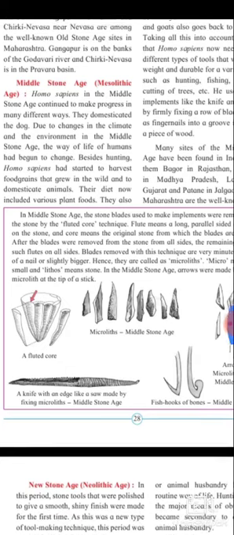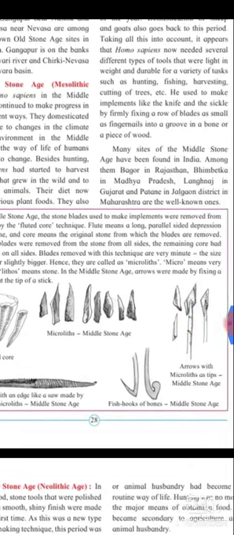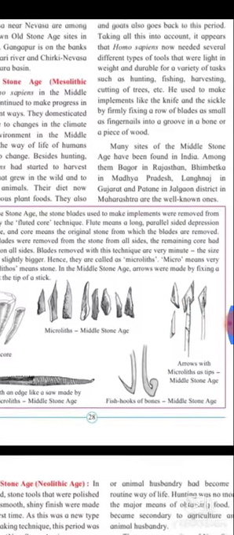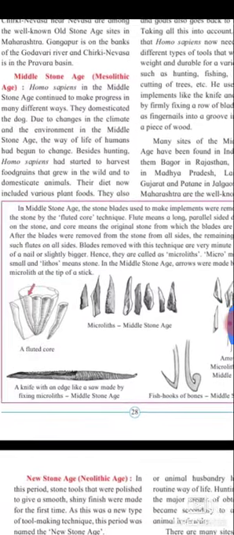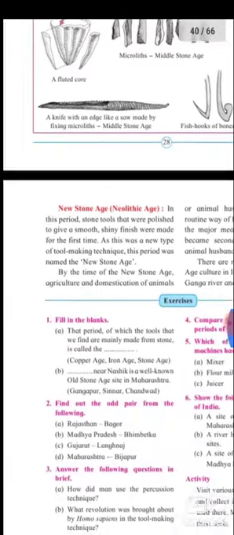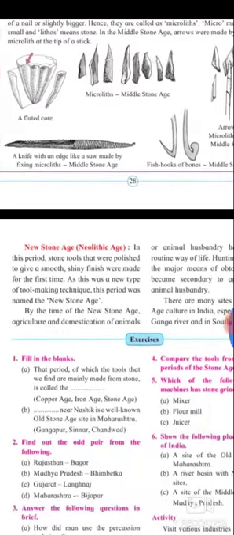Blades removed with this technique were very minute, the size of a nail or slightly bigger. Hence, they are called microliths. Micro means very small and lithos means stone. In the Middle Stone Age, arrows were made by fixing a microlith at the tip of a stick. New Stone Age, Neolithic Age. In this period, stone tools that were polished to give a smooth, shiny finish were made for the first time.